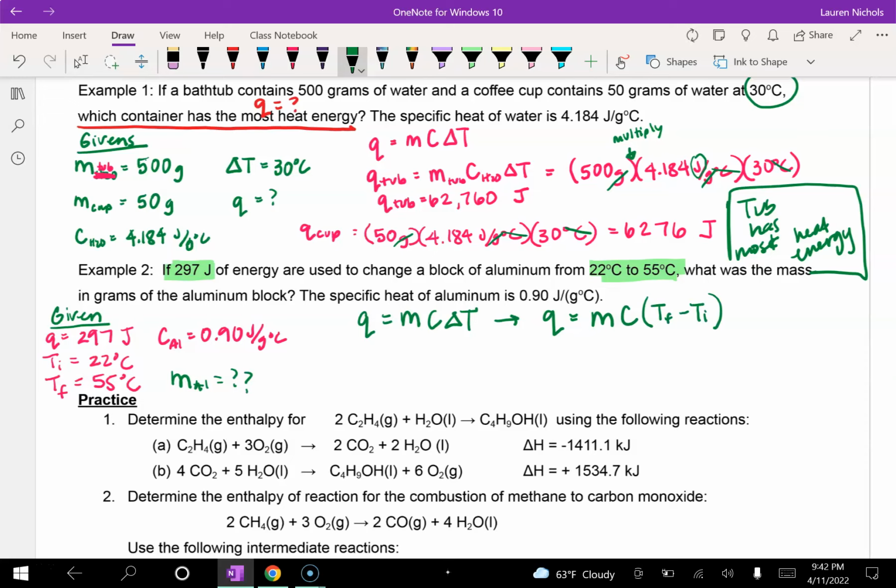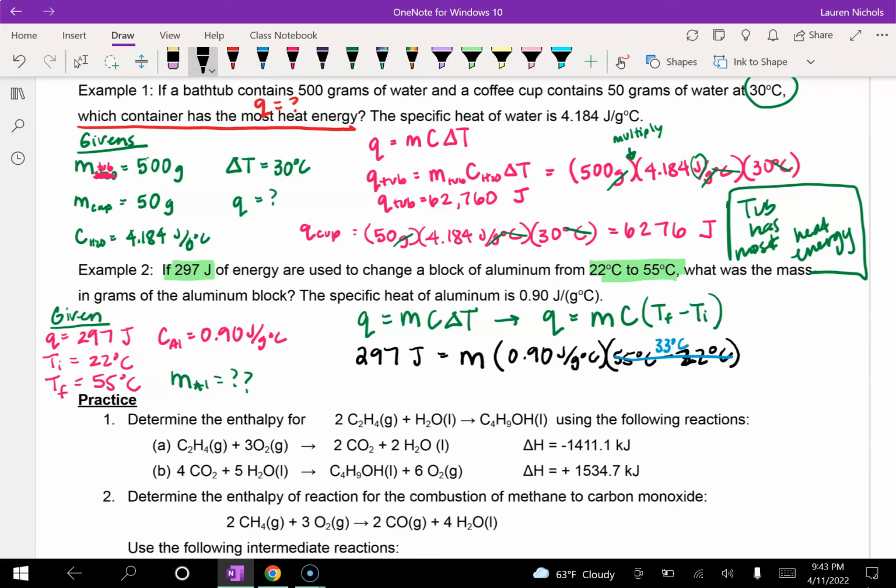So we want to substitute our stuff in. So we've got 297 joules for our Q. We do not know what the mass is. We know that our specific heat of aluminum is 0.90 joules per gram degrees Celsius. And then our final temperature was 55 degrees Celsius minus 22 degrees Celsius. So what we can do is simplify. We know that 55 minus 22 is going to give us 33 degrees Celsius.